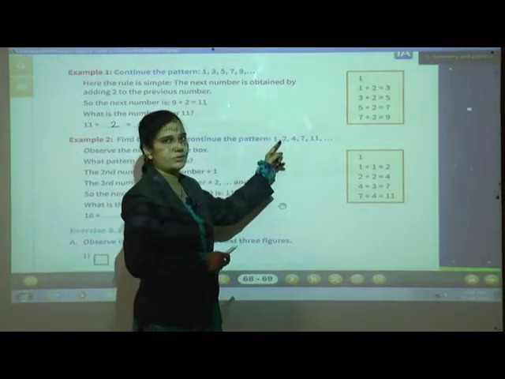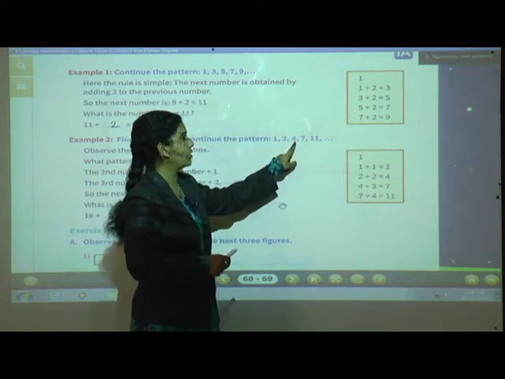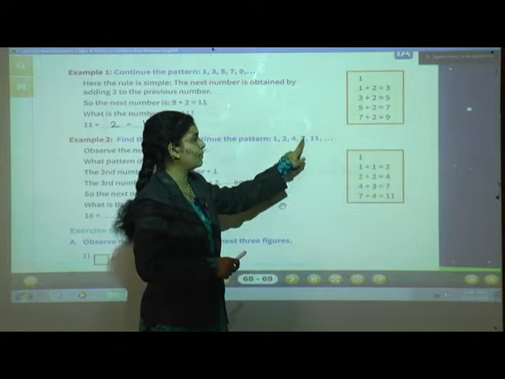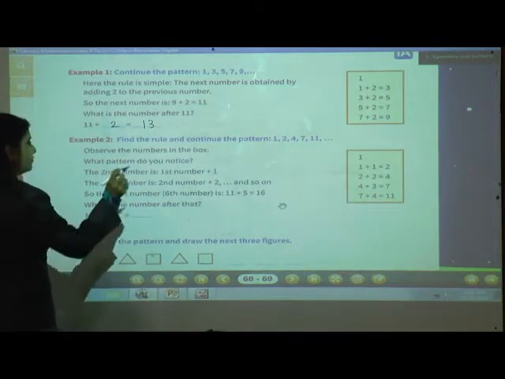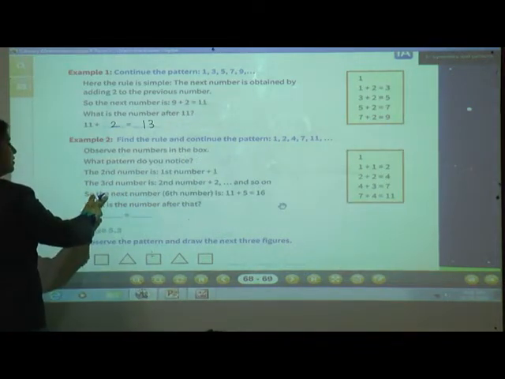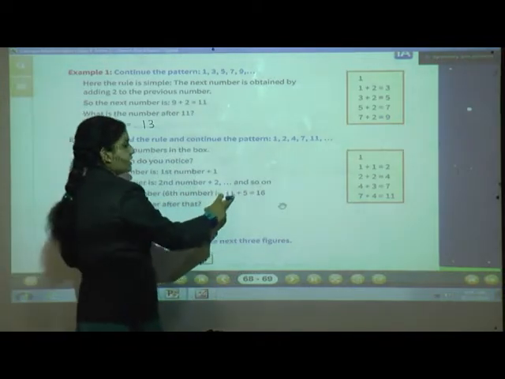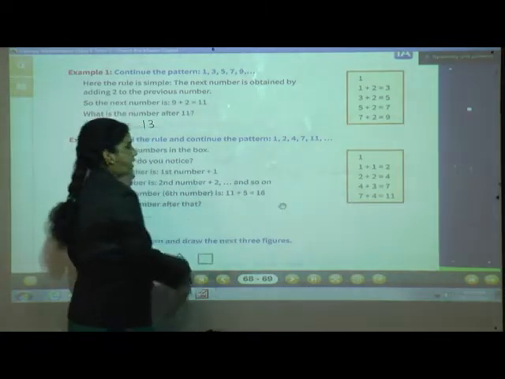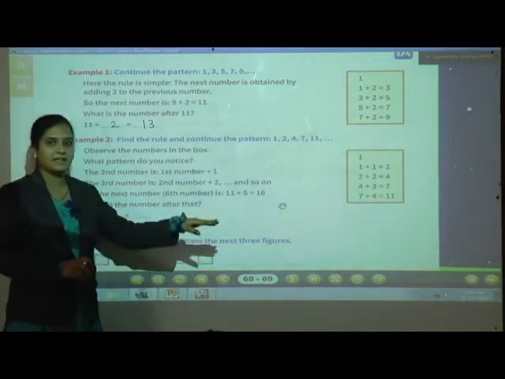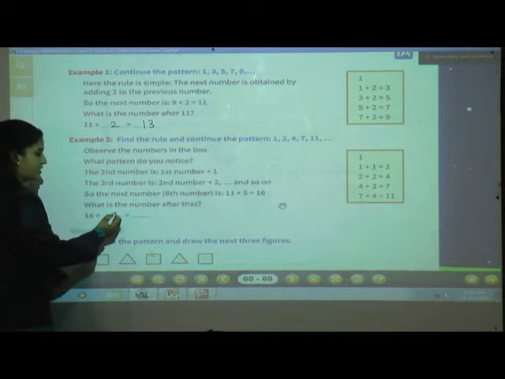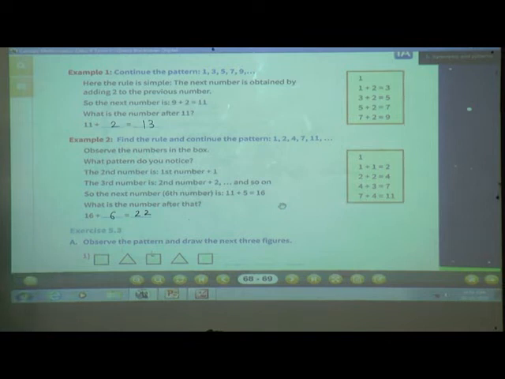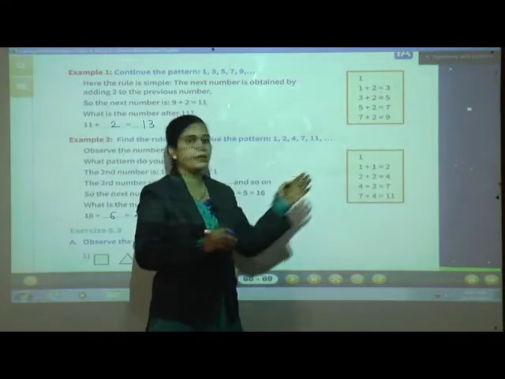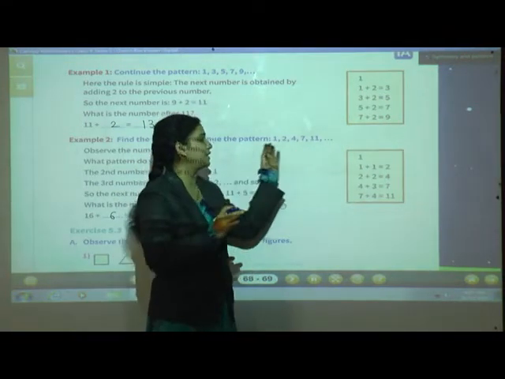See here: 1 plus 1, 2. 2 plus 2, 4. 4 plus 3, 7. 7 plus 4, 11. And now 11 plus 5, yes, 16. And what is the number after that? 16 plus, yes students, 6. Very good. You will get 22. Understood what is meant by pattern? Students, just observe the numbers carefully and you will understand what pattern they have.